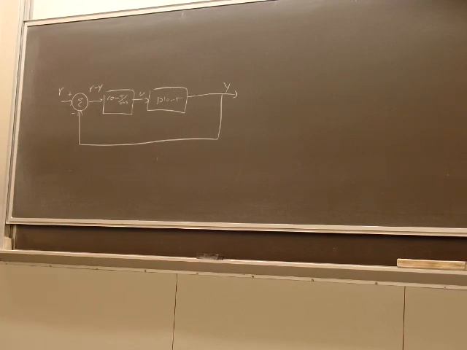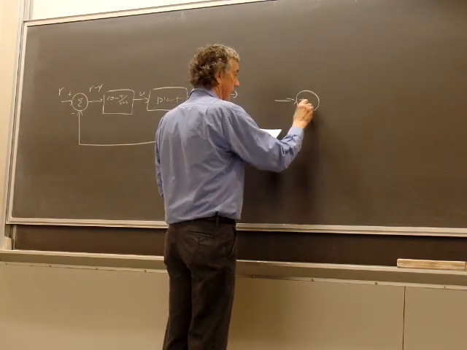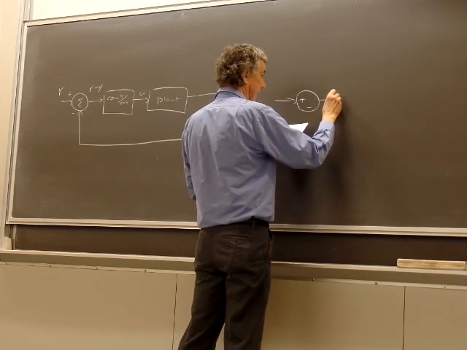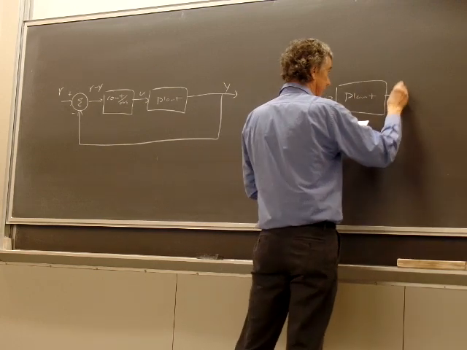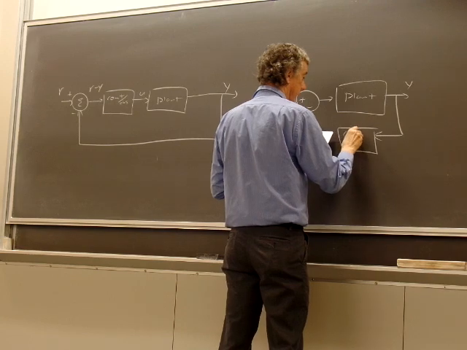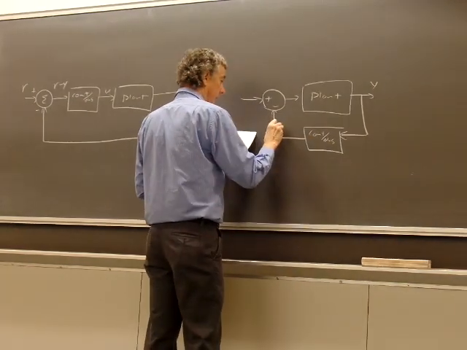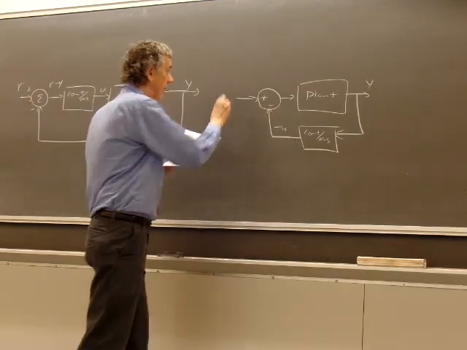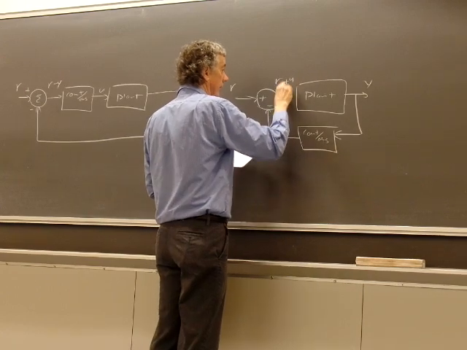I could put it in the feed forward part, the forward path. Alternatively, there's kind of the way we've been pushing on it. Here's the plant, Y. Here's our controller observer. Minus Y. Here's R. So this is R plus U.